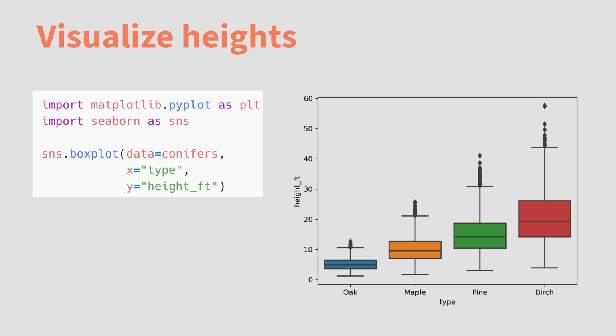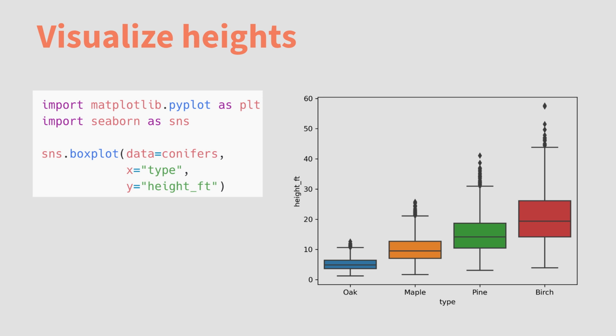To make a box plot, we will use the seaborn package. First, we have to import matplotlib and seaborn as plt and sns respectively. Inside the boxplot method, we will add the conifers data along with the x variable type and the y variable height. On the right, we can see the box plot. The line inside the box represents the median value. As we can see, the median height of birch trees is the highest and the median height of the oak trees is the lowest.